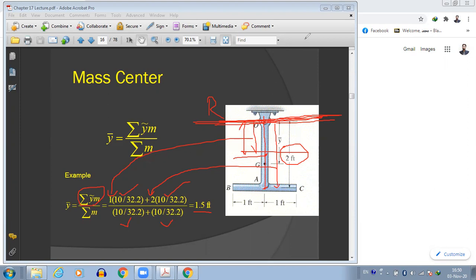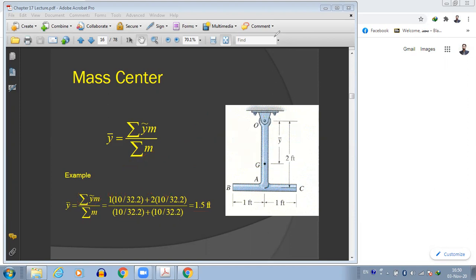So we have two masses here. Let's say this is our reference point. The mass center for OA will be here in the center, right? If this is 2 feet, the center will be 1 foot, so this distance will be 1 foot.